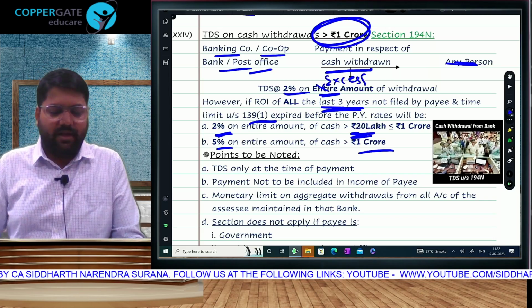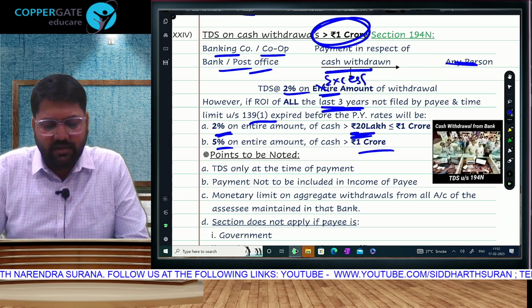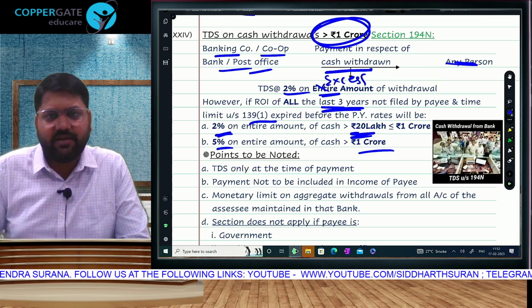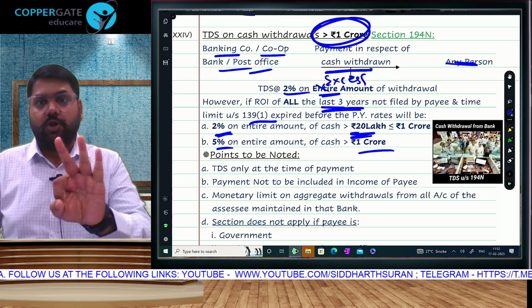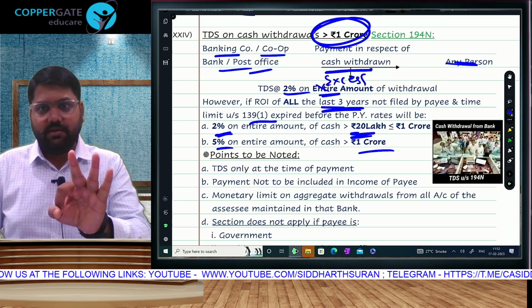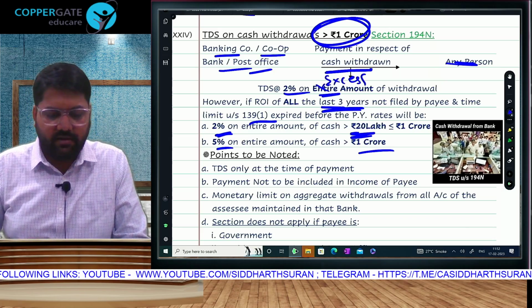If you were to take my opinion going by the plain language of the law, it is the full amount, but going by the ICAI answer, we will take 2% after 20 lakh and 5% after 1 crore for non-filers. And your non-filer status will be for all the 3 years. Okay, for non-filers, and for filers, only after 1 crore, only 1 rate, 2%.